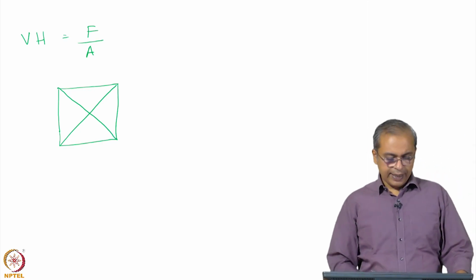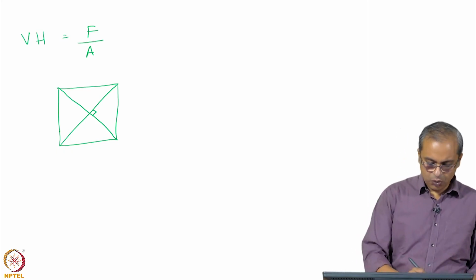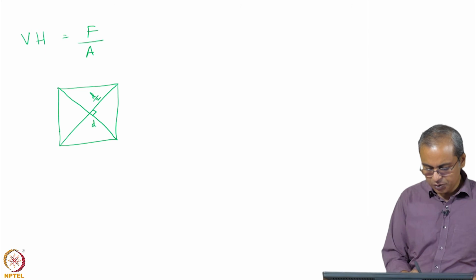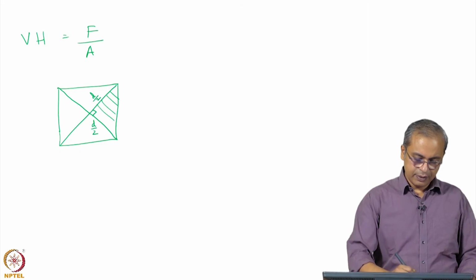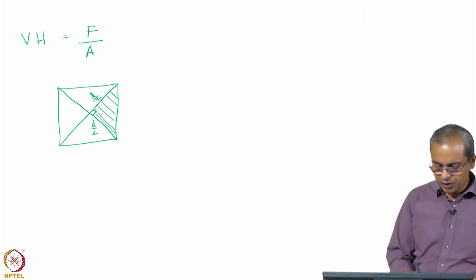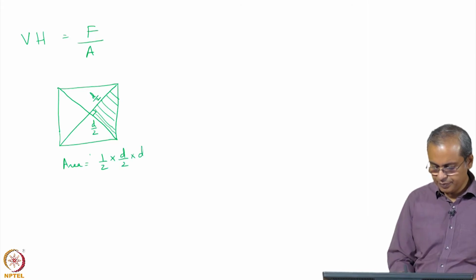To the extent that this is a square, this is going to be 90 degrees, and if that is 90 degrees and this whole diagonal is dimension d, then half the diagonal is d by 2, and half the diagonal here is also d by 2. So, if you look at the area of this triangle here, the area is simply half into base into height. So, area equals half into d by 2 into d by 2, and that is basically half of d square by 4.